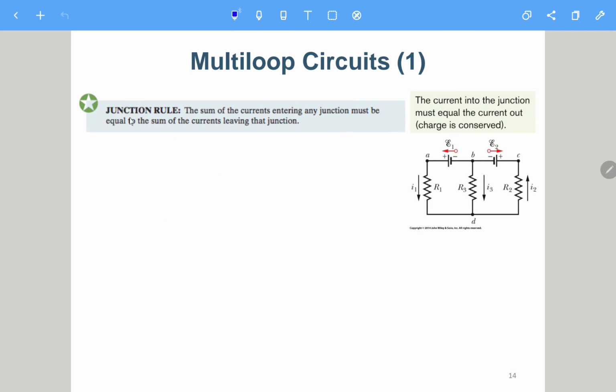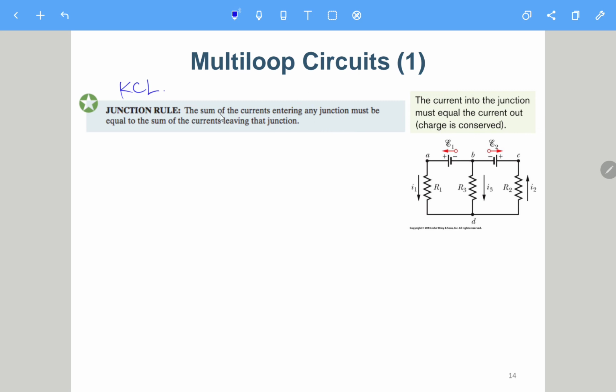Okay, so here it also mentioned the junction rule, and of course I will just call it KCL, Kirchhoff current law. The sum of the current entering any junction must be equal to the sum of the current leaving that junction. Actually, we already mentioned it in chapter 26 as the Kirchhoff current law. The current going into the junction must equal the current going out. Charge is conserved.